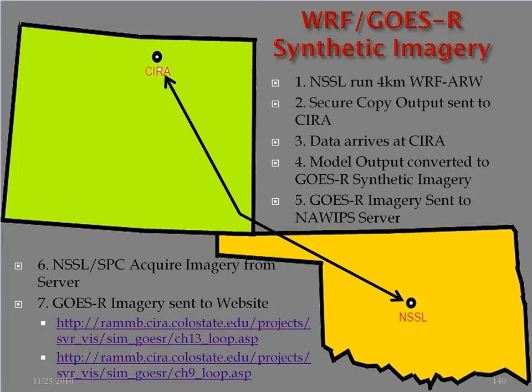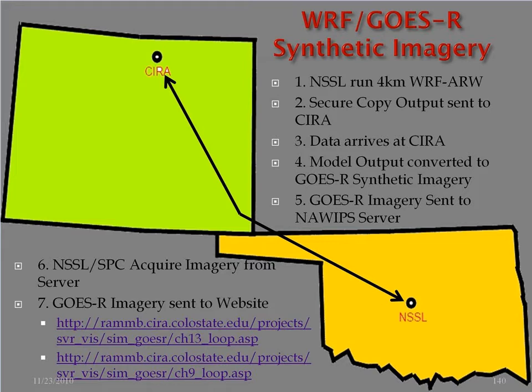This product is a combined effort between the National Severe Storms Laboratory in Norman and CIRA, the Cooperative Institute for Research in the Atmosphere here in Fort Collins. Daily output from NSSL's 4-kilometer WRF ARW model is provided to CIRA, who then generates the synthetic satellite imagery, which is then sent back to the Storm Prediction Center for their use.